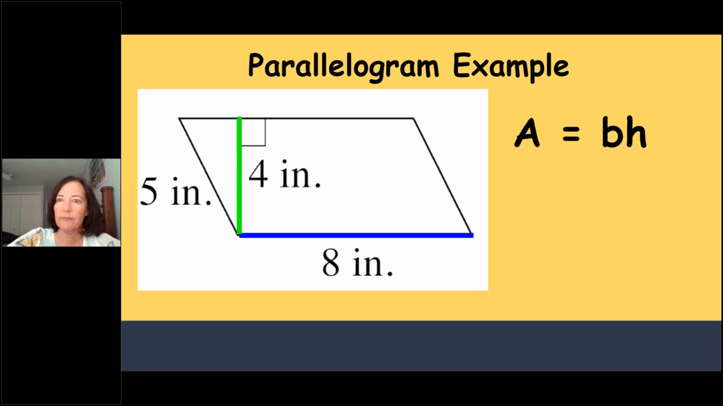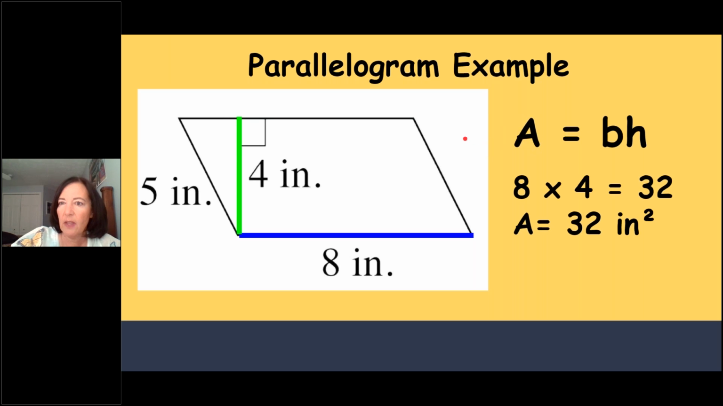Would the area be 26? Not quite. Let's go through. This was supposed to be an example. Let me show you. To calculate the area, it's the base times the height. Oh, duh. 8 times 4.